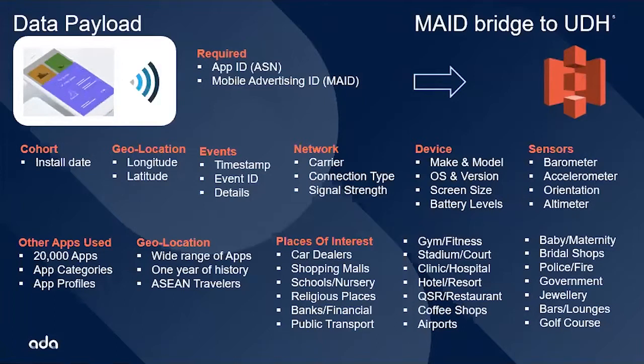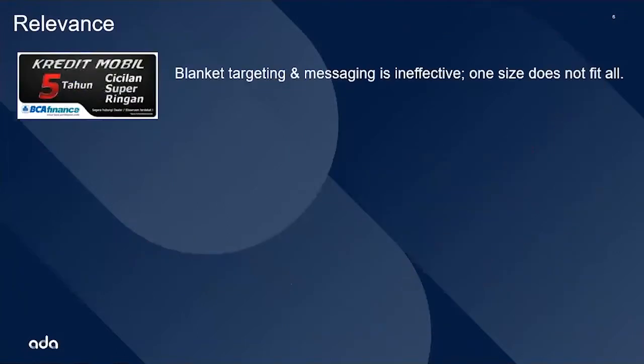Hey. So yeah, why must we have the relevance in here? Because one size does not fit all. So we actually have some examples. One example here is from BCA Finance, which is a car financing institution in Indonesia. So in this ad, you can look at it as a credit for a car loan. It's like a car loan, 5 years, and then it says super low interest or super low installment payment.